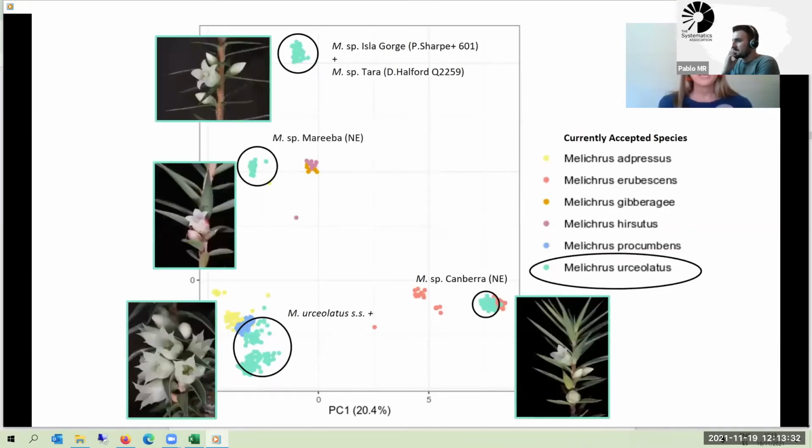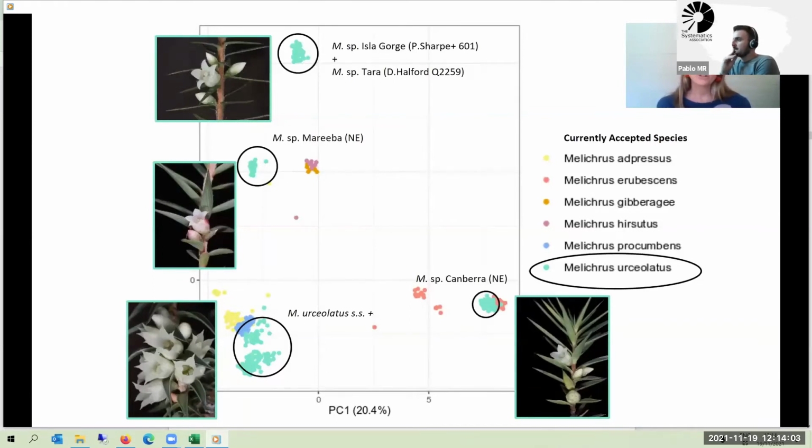I'll give you now just a brief rundown of the putative phrase name species which the circled groups correspond with. At the top, we have Melichrus I. Lagorge and Melichrus tara. These phrase name taxa were coined by a Queensland botanist over a decade ago. I hypothesized that these 2 entities were actually conspecifics based on their morphological similarity, and the molecular results appear to concur.